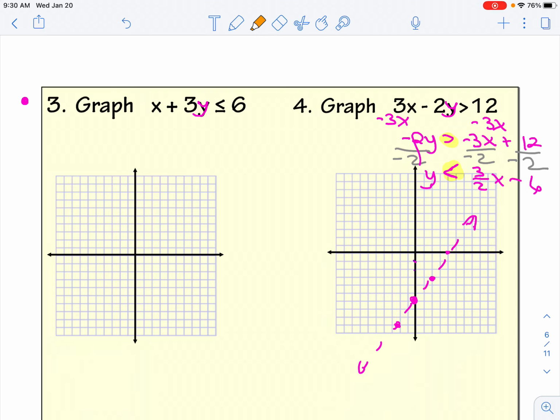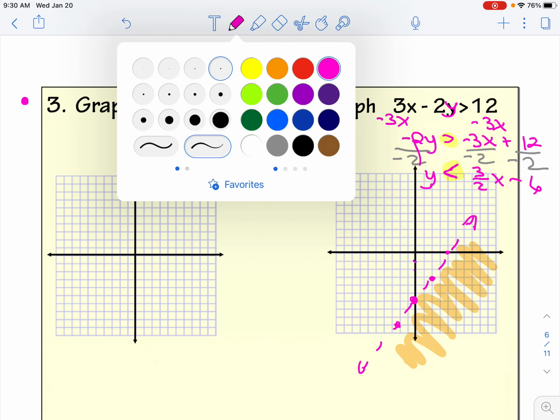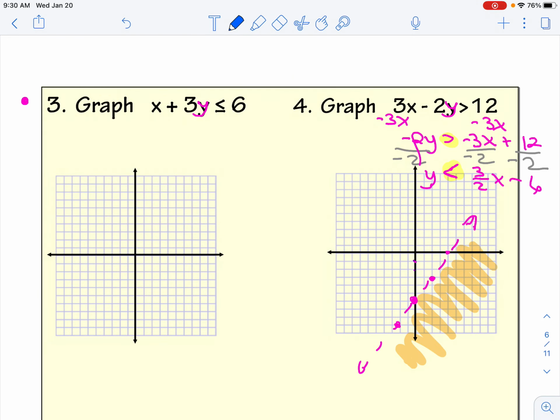Sometimes it's hard to tell. So if you put your pencil on the line, if you're moving up to go off the line, that would be above. If you're going down like this, that would be below. So y less than. And again, I can pick a test point, and you could pick (0, 0). And it should not be part of your solution, so it should not be true.